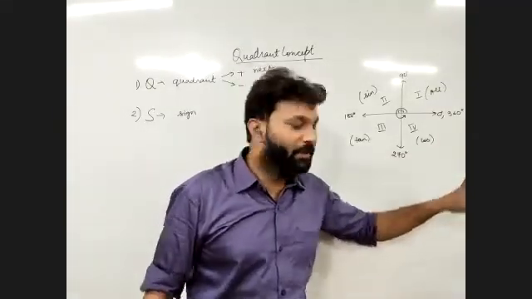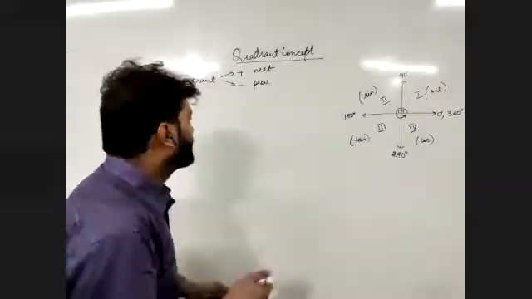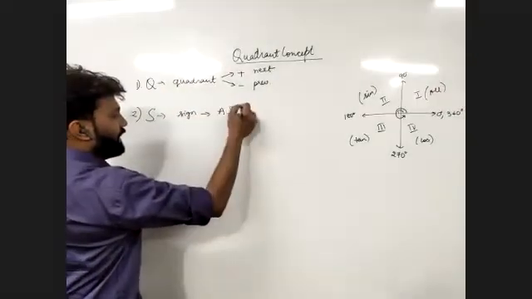Am I clear with it? So all sine, tan, cos. In short, we represent it as ASTC.